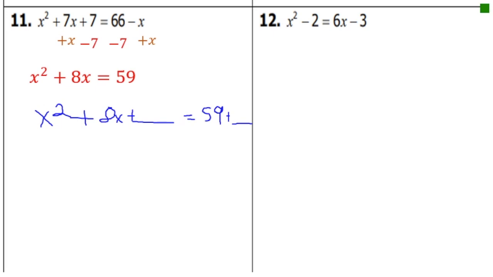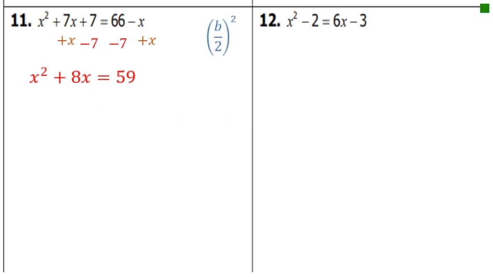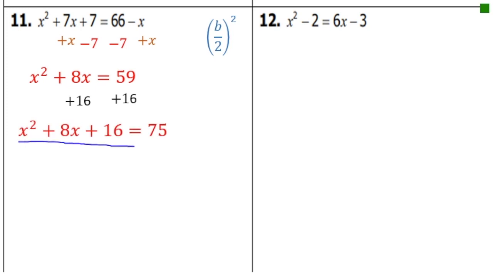Okay? The key word is cookie. All right, let's continue from there. We're going to use (b/2)². That means we're going to add 16 to both sides. 8 divided by 2 is 4. 4 squared is 16. And now we have our perfect square trinomial. The rest of the steps are just like anything else. I factor the perfect square trinomial. (x + 4)² = 75.